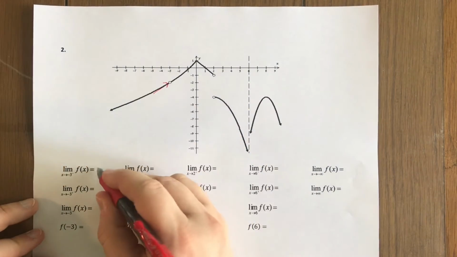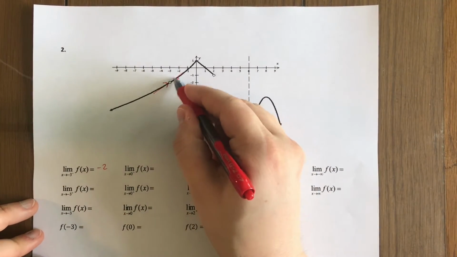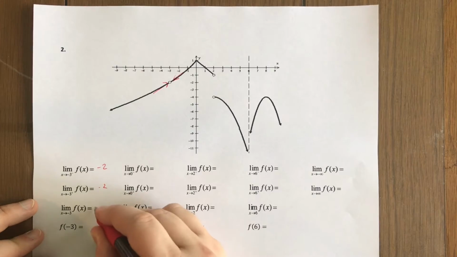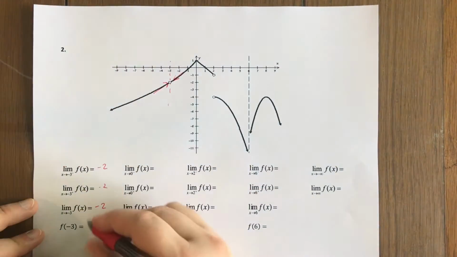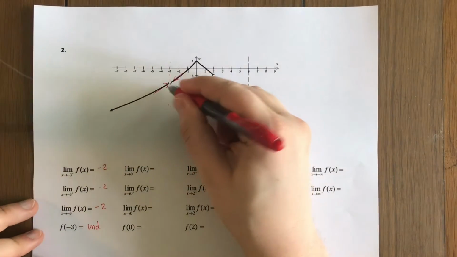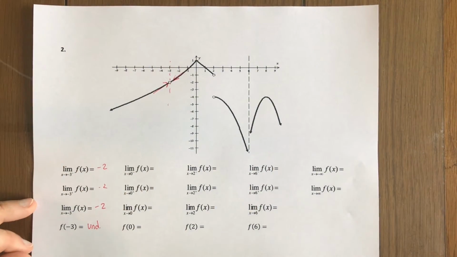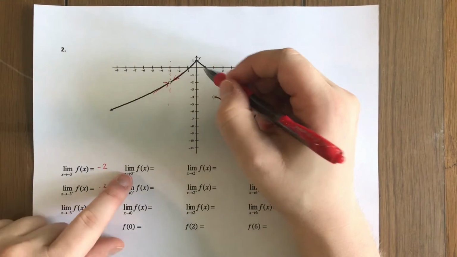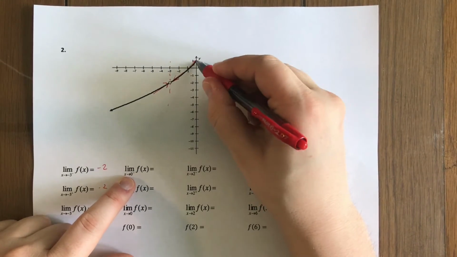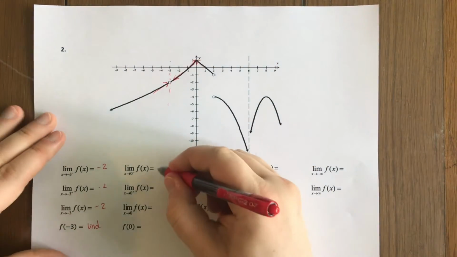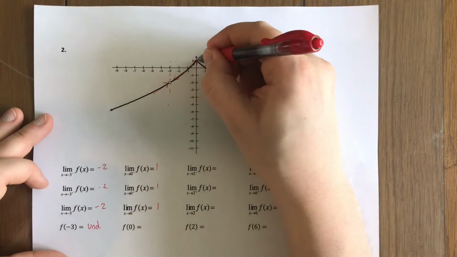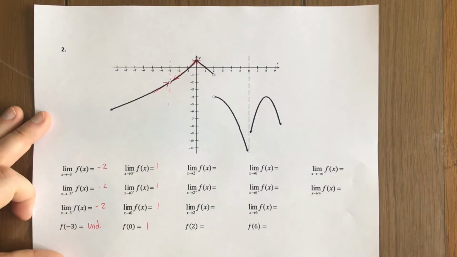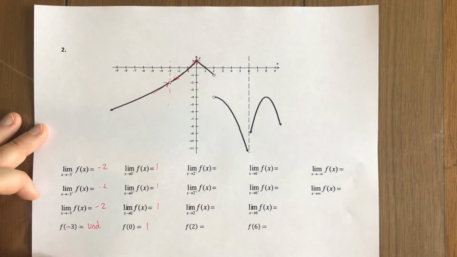Okay, for 2, we have this -3 from the left-hand side. It looks like we're approaching a height of -2. Same thing from the right-hand side. So the actual limit is -2, but our graph is undefined at -3 because there's a hole in the graph there. When we're looking at it as we approach 0, it looks like we're approaching a height of 1 from both sides. So it's going to be 1, 1, and then the real limit will also be 1. And because there's a nice filled-in point there, the actual function there is 1.